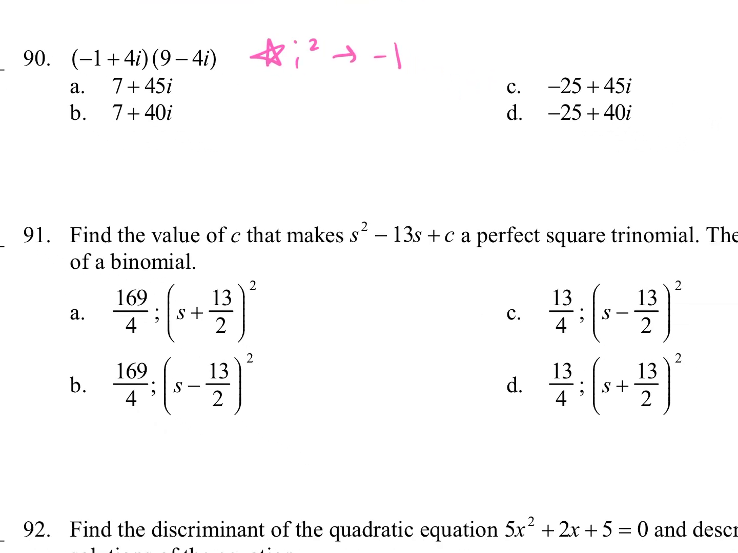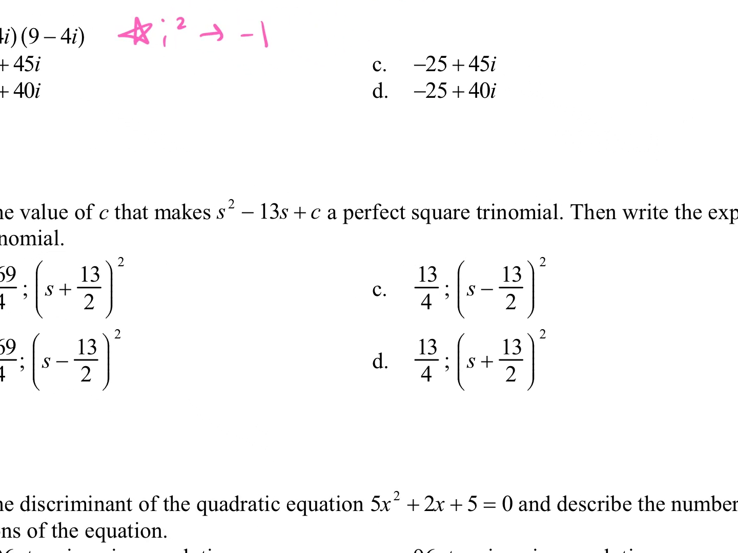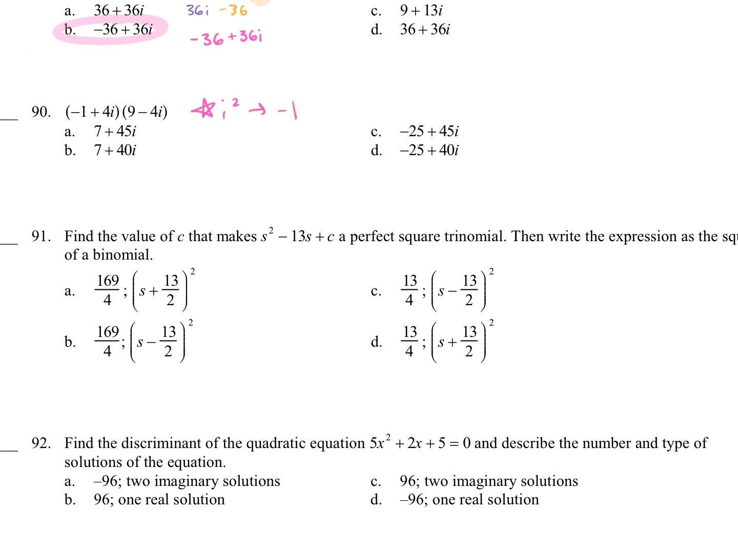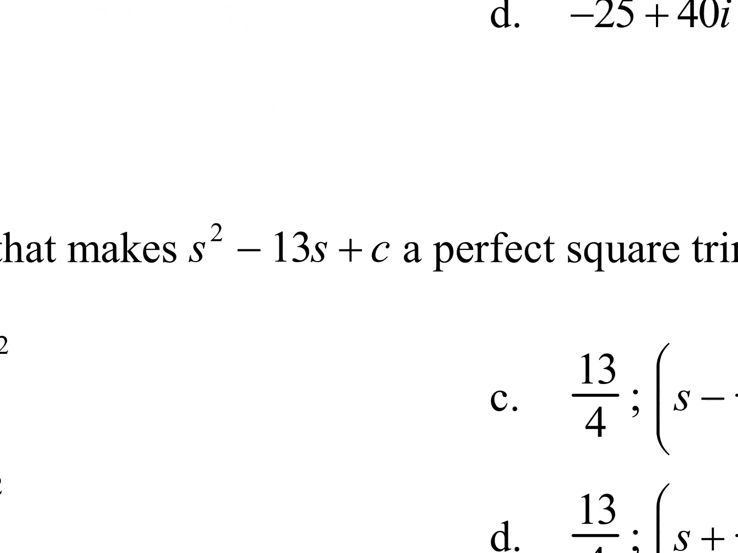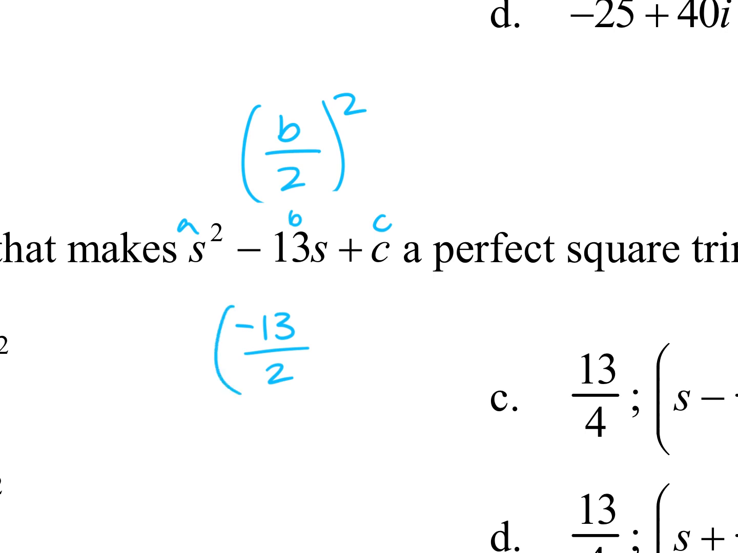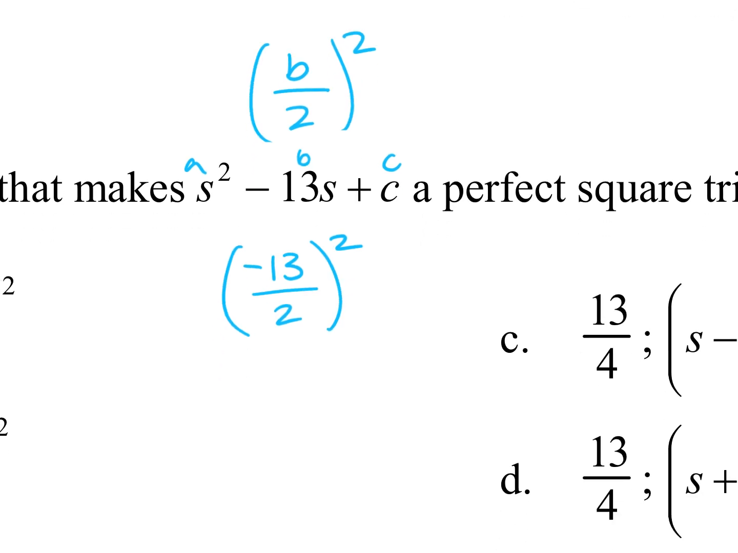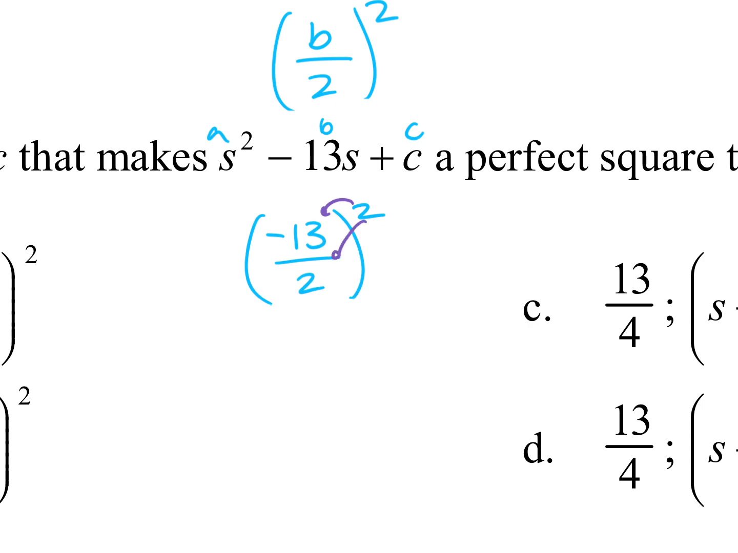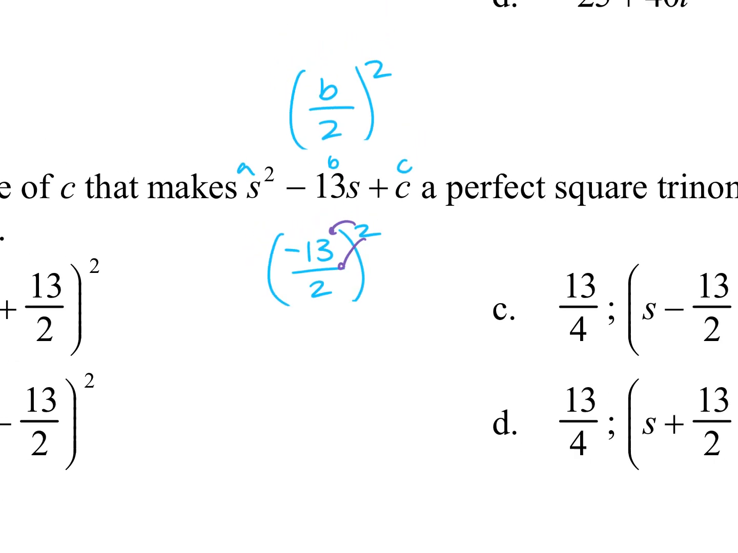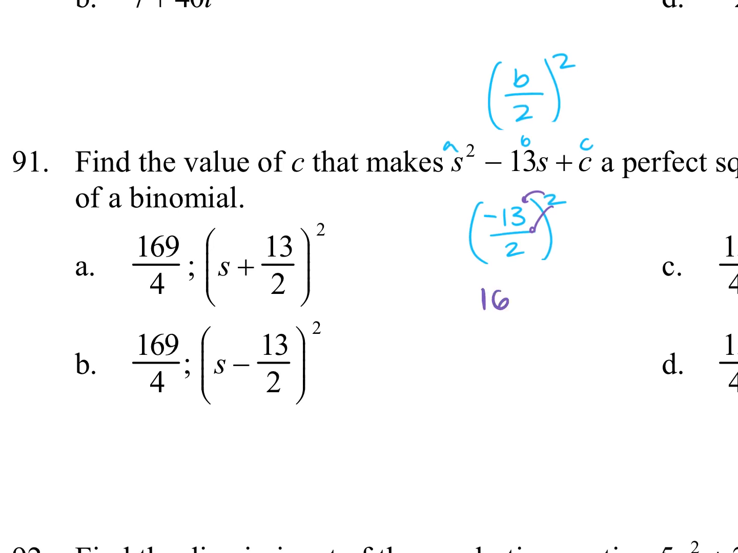For 91, we find the value of c that makes it a perfect square trinomial, then write the expression as the square of a binomial. So for these types of questions, for completing the square, it is b over 2 squared. So we have a, b, and c. So this would be negative 13 over 2 squared. How do I square negative 13 over 2? Perfect. We square the top and we square the bottom. So 13 squared is 169, and 2 squared would be 4.